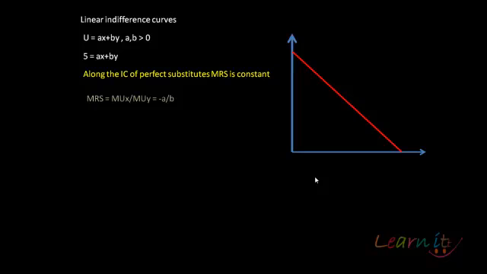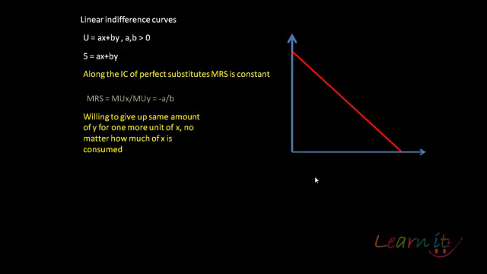A person with the perfect substitutes kind of preferences will be willing to give up the same amount of y to get one more x, no matter how much x was being consumed. Say for example, Coke and Pepsi. So MRS is always the same along the entire indifference curve. Clear? So these are like a perfect substitutes kind of relationship.